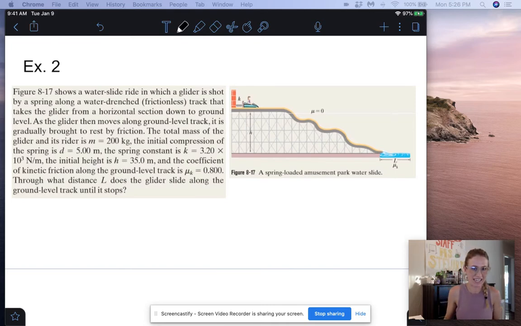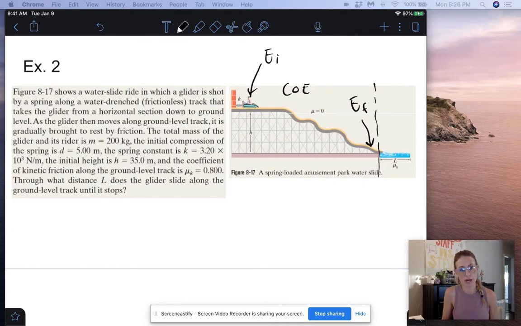First and foremost, we have to split this up into two different motions. For the first motion, we're going to use conservation of energy, because we know that we have some type of energy initial at the top of the track, and then we will have some type of energy final at the bottom of the track, and we'll talk about what those two things are.